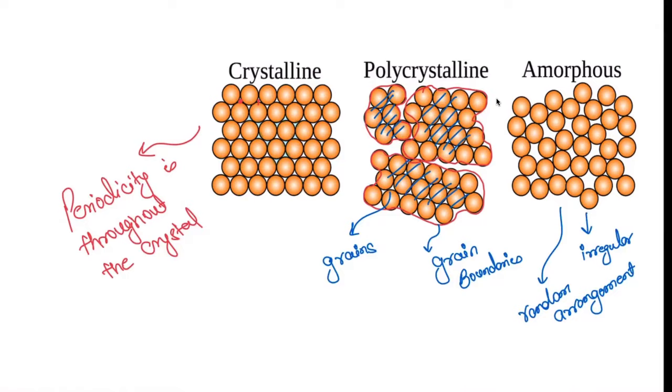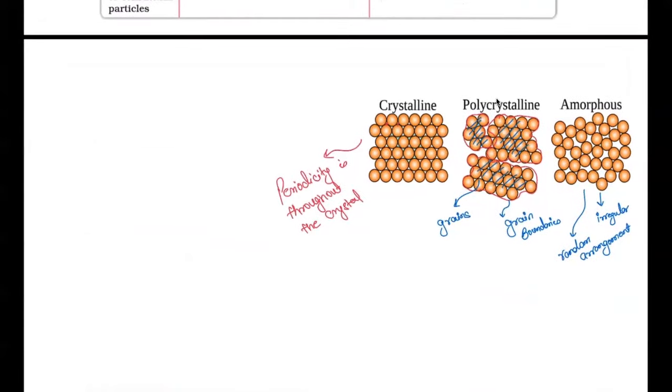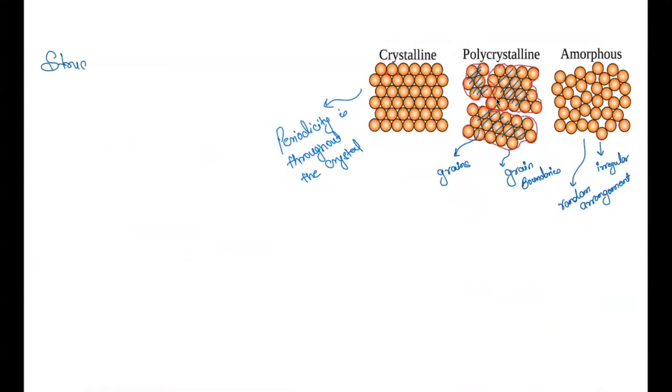Now, important here is to know one more thing: why we are studying this. Why is crystal structure important? Crystal structure is basically important to know the structure of the crystal, and this structure will lead to the properties. If we know the structure, we can find out some of the properties of the solid, right?